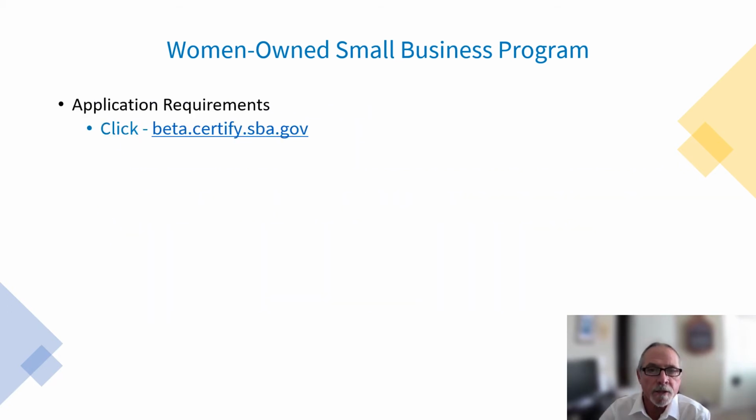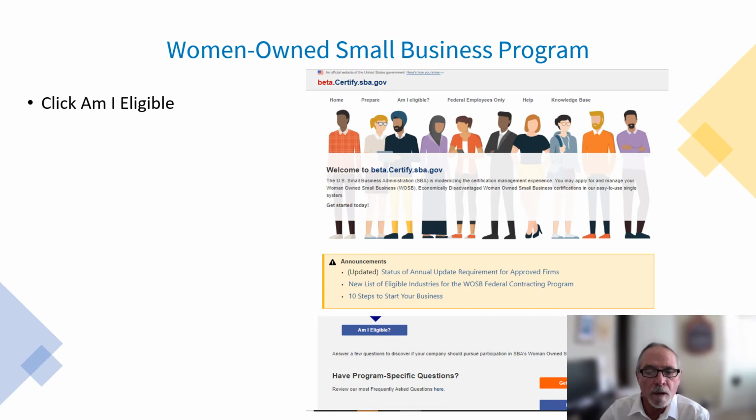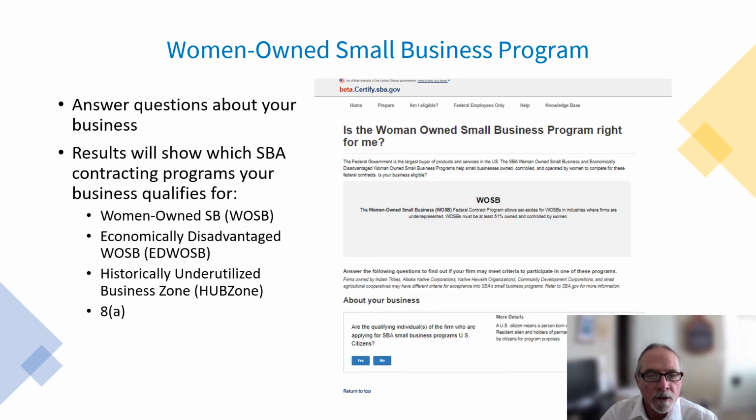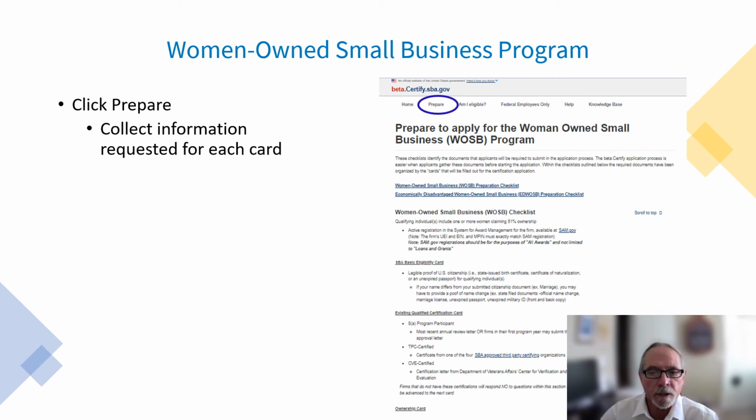To start the application process, click on the following Beta Certified link. Next, click Am I eligible? Next, answer questions about your business at the following link. The results will show you which of the following programs your business qualifies for. Next, click Prepare.